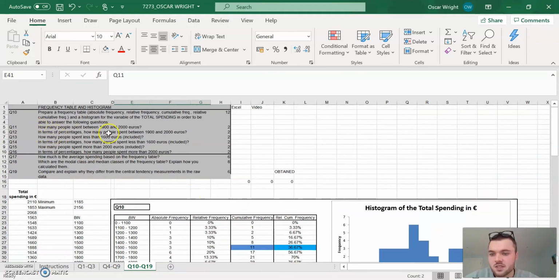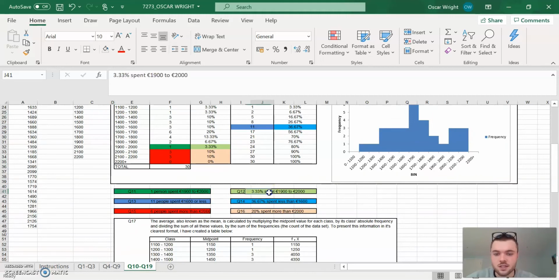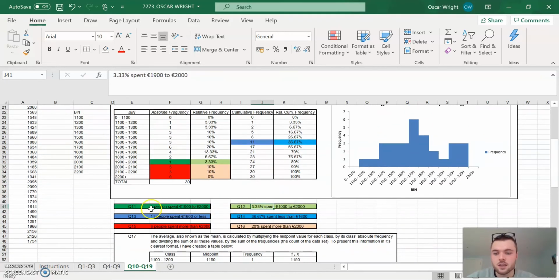Question 12. In terms of percentages, how many people spent between 1900 and 2000? So it's the same question, but it's asking us for a percentage instead of a whole value. So basically we take this one person, and we divide it by the total, but that's exactly what we did in the relative frequency column. So we can say with good certainty that it's 3.33% that's spent between 1900 and 2000 euros.